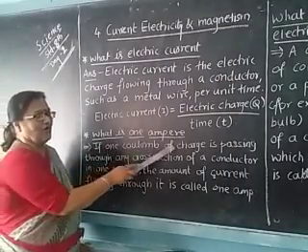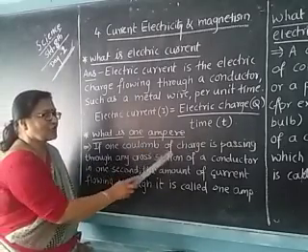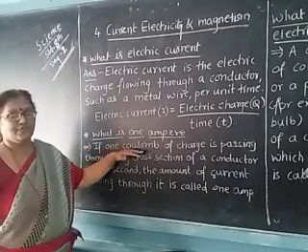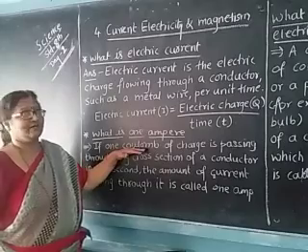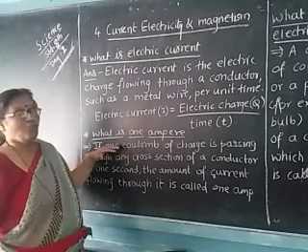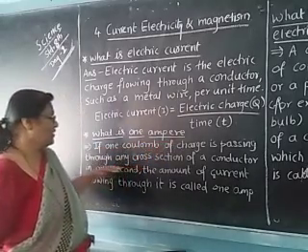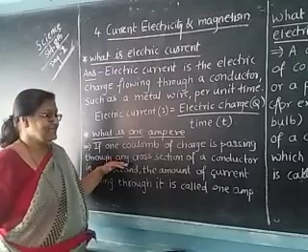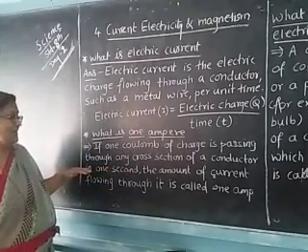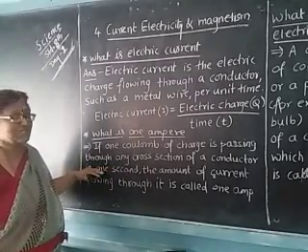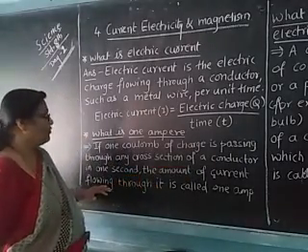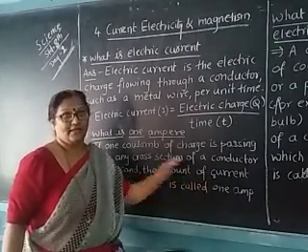If 1 coulomb of charge is passing through a cross section of a conductor. Actually 1 coulomb of charge is passing through a conductor. That means how much charge is passing? The charge up to 1 coulomb is passing through a conductor. And how is it passing? Through any cross section of a conductor, in how much time? In 1 second. Then the amount of current flowing through it is said to be 1 ampere.